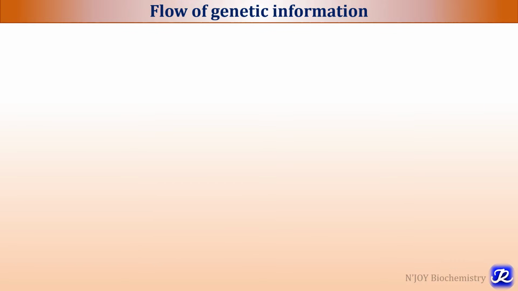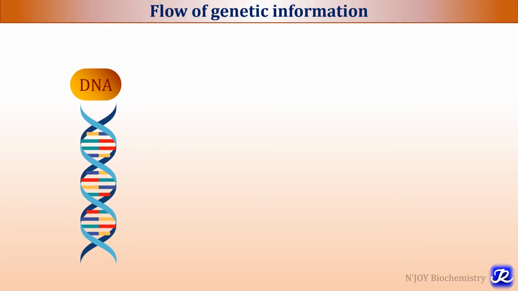Flow of genetic information involves three processes that explain how the genetic information contained in DNA is transmitted from one generation to next and utilized by the cell itself. So the first process is replication. In this process of replication, the parental DNA is copied to form daughter DNA molecule with identical nucleotide sequence.